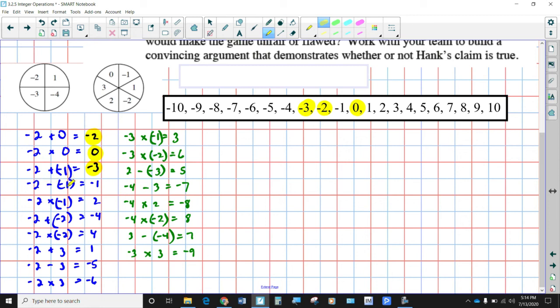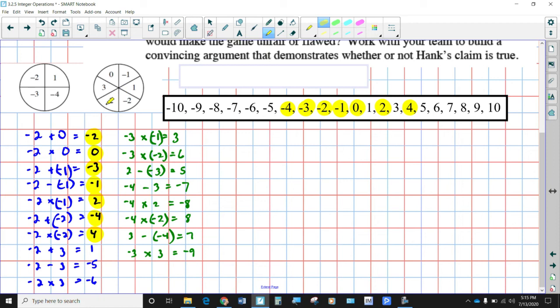-2 minus a -1 would be like -2 plus 1, which is -1, so we can get that one. -2 times a -1 is +2, so let's get that guy. -2 plus a -2. Okay, so now I'm working my way around. I'm sticking with -2, but I'm working my way around this one. That gives us a -4. When you multiply them together, that gives us +4, because a negative times a negative gives you a positive answer.